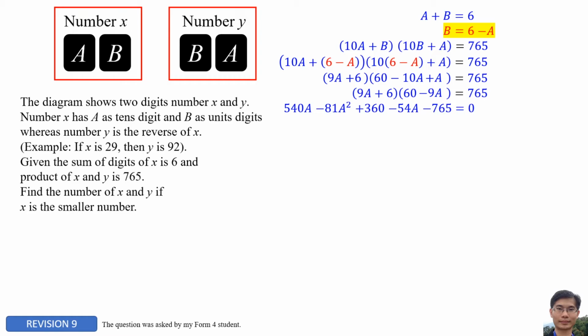Then simplify the equation to the general form of a quadratic equation. So we bring down negative 81a squared. Then 540a minus 54a becomes positive 486a. Then 360 minus 765 becomes negative 405 equal to 0. These three terms can be divided by negative 81.